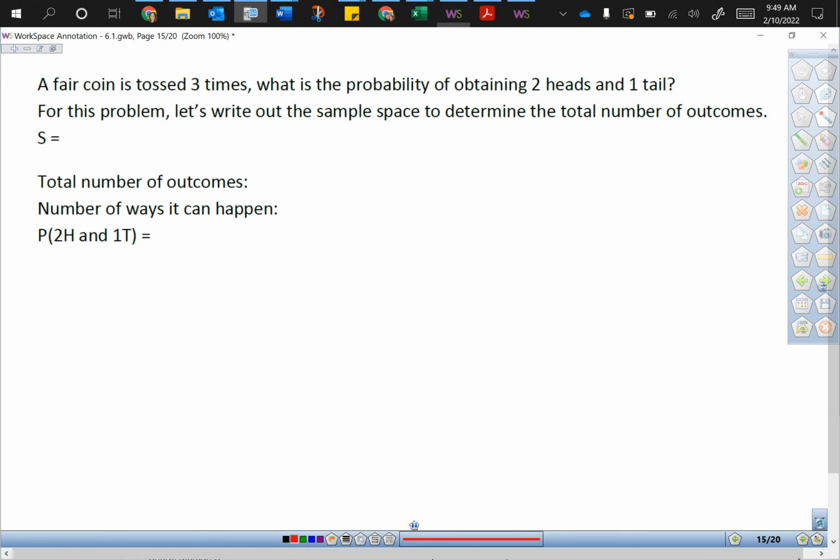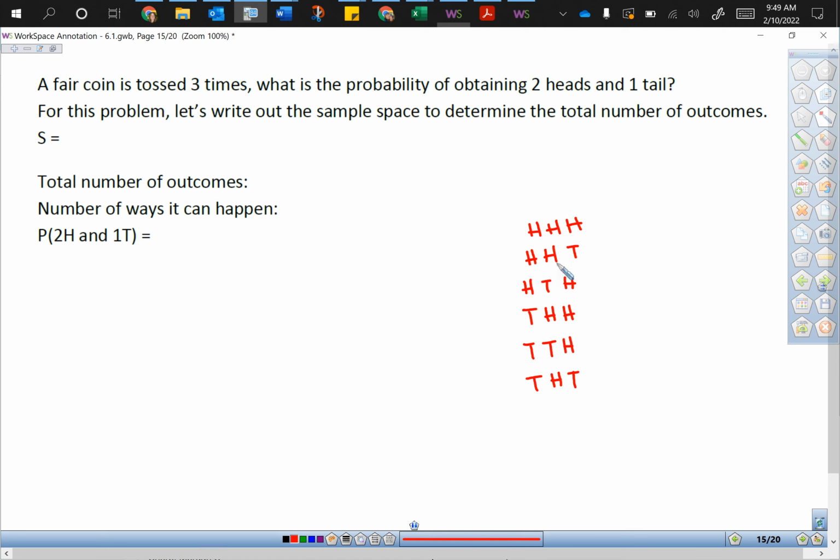Now, there's a couple of different ways you can do this. The first one is you can literally sit there and think through. I could toss 3 heads in a row. I could toss a head, then a head, then a tail. I could toss a head, then a tail, then a head. I could toss a tail, then a head, then a head. I could toss a tail, a tail, and a head. I could toss a tail, a head, and a tail.